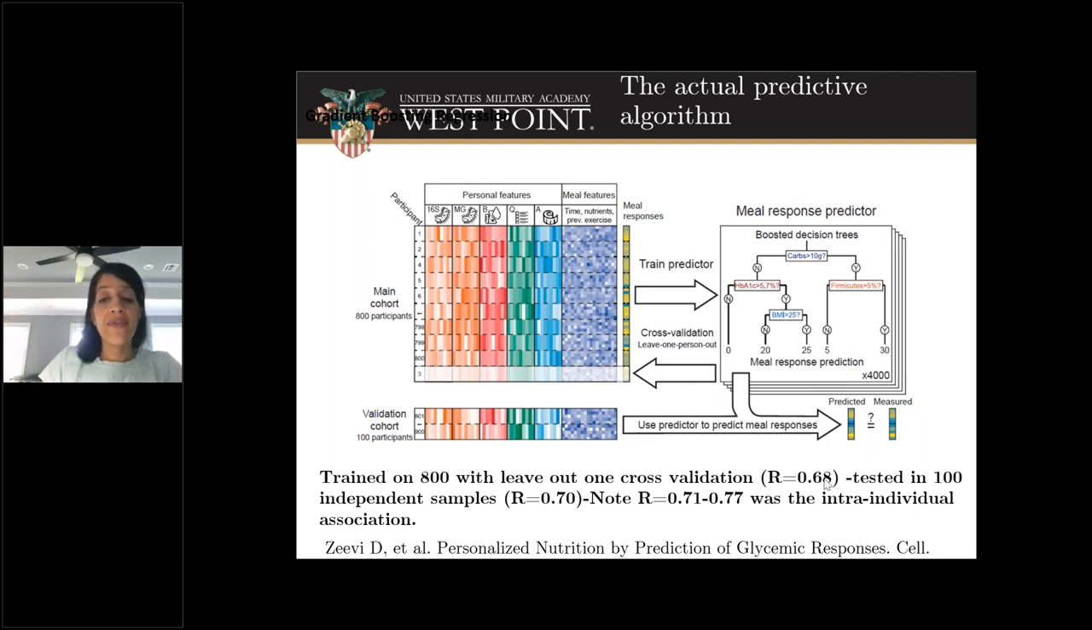If your validation numbers are wildly different from the actual numbers you get from training, then it says the type of modeling you're doing is probably not a good thing. So it's a good sniff check, and you should do it with a small sample set. They also tested this in 100 independent samples that they held out, and you see the R values are all pretty close together.